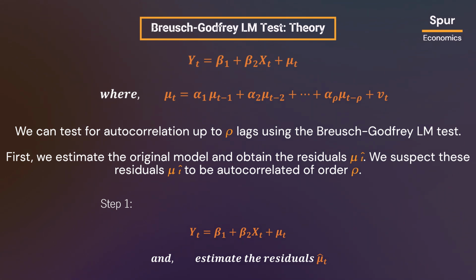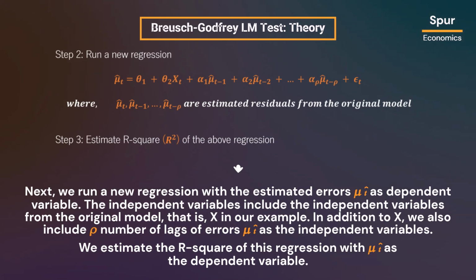First, we estimate the original model and obtain the residuals mu cap. We suspect these residuals mu cap to be autocorrelated of order rho. Next, we run a new regression with the estimated errors mu cap as dependent variable. The independent variables include the independent variables from the original model, that is, x in our example. In addition to x, we also include rho number of lags of errors mu cap as the independent variables in the regression. We estimate the R-square of this regression with mu cap as the dependent variable.